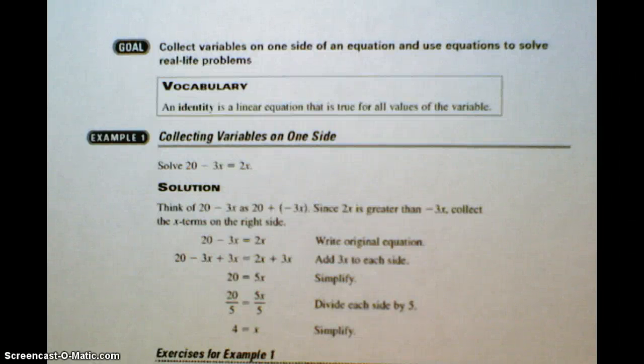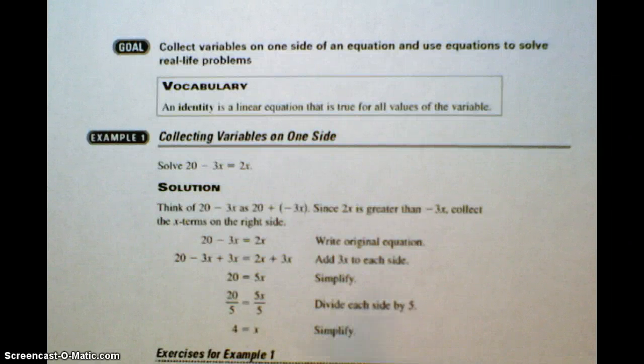Hello! Today we're going to start section 3.4 and we're going to solve multi-step equations that have variables on both sides. Our goal is to collect variables on one side of an equation in order to solve and get one value for x or one value for whatever the variable is. Let's look at example 1.